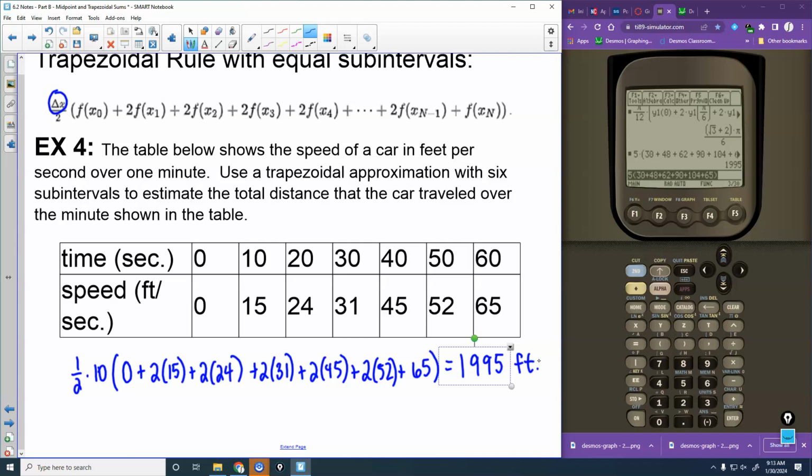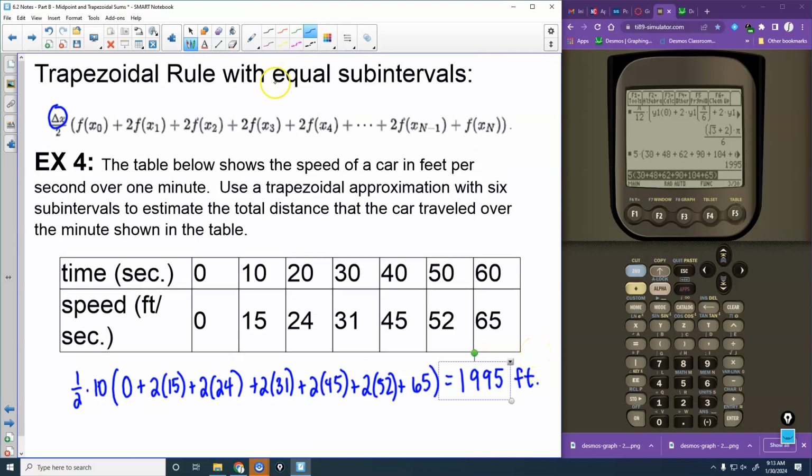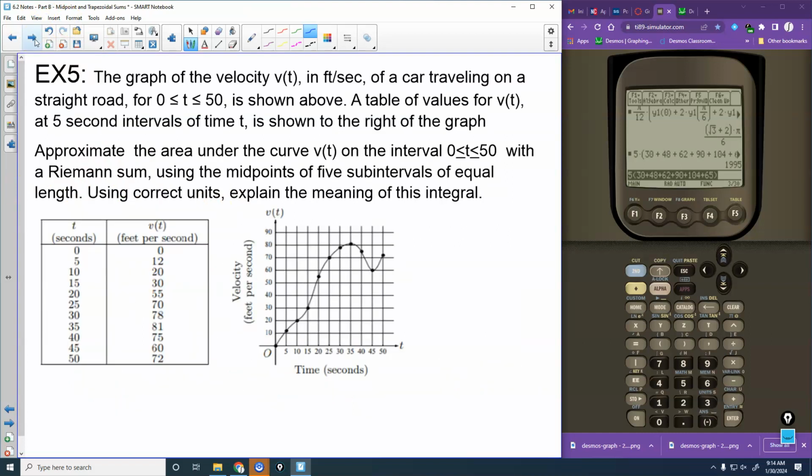Now, big key for that though, equal subintervals. If you do not have equal subintervals, you cannot do that. If you have intervals, like if this goes from 0 to 20 to 60 to 80, then you're going to have to do each trapezoid separately. But if it has equal subintervals, you can use this trapezoidal rule, which will save you a lot of time on these problems.